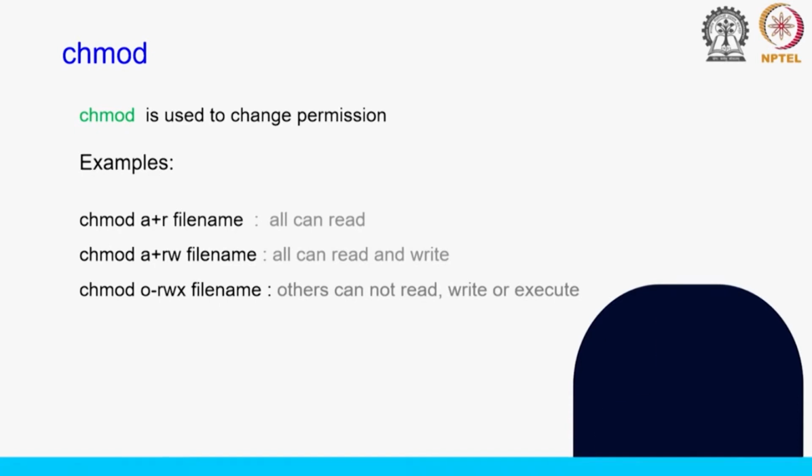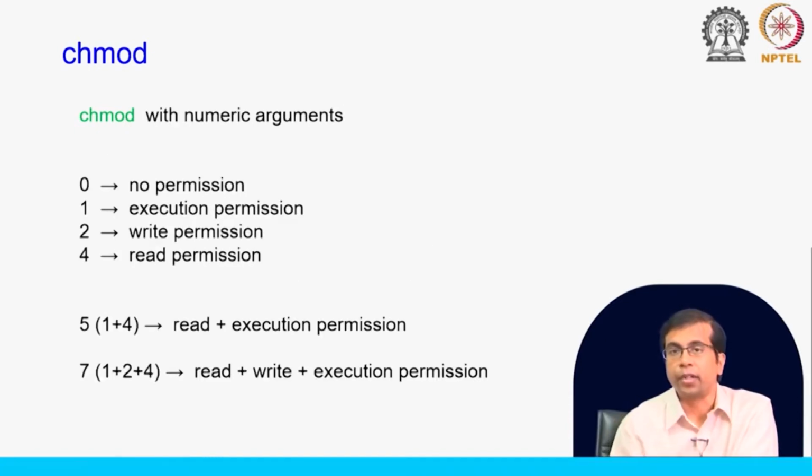All right, so you can change permission in another way with chmod using something called numeric arguments. Instead of using the plus or minus option, you can simply set permission with these numbers, and this is what they mean. 0 means no permission, 1 means execution permission, 2 means write permission, 4 means read permission.